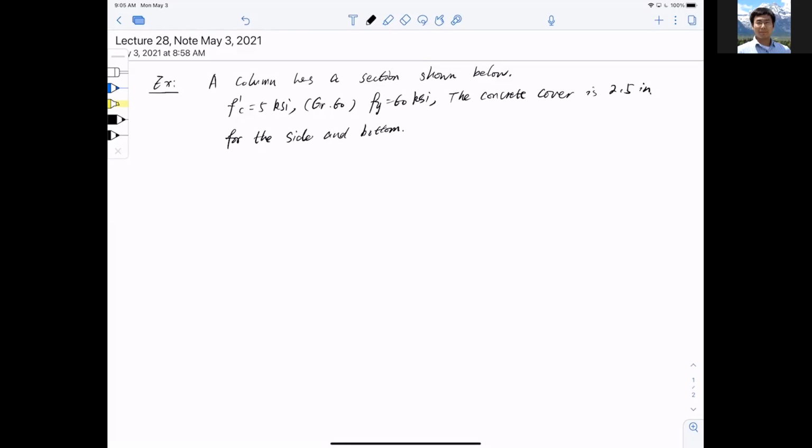Okay, so the section looks like this, right? A rectangular section, old-fashioned, nothing particular. Interesting. And the width is 12 inch. Okay. Height is 20 inch.